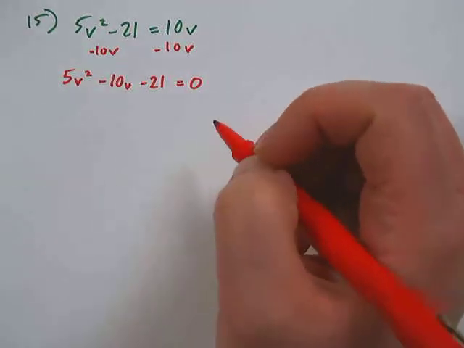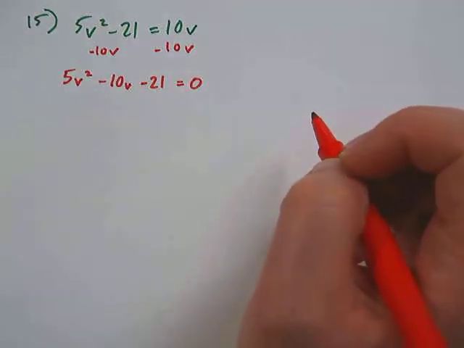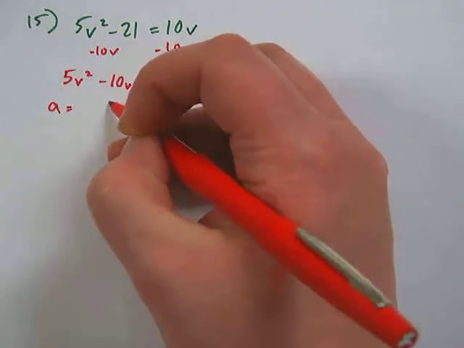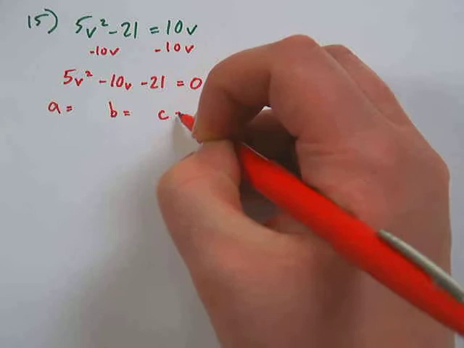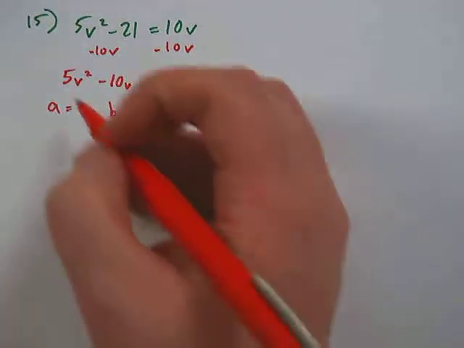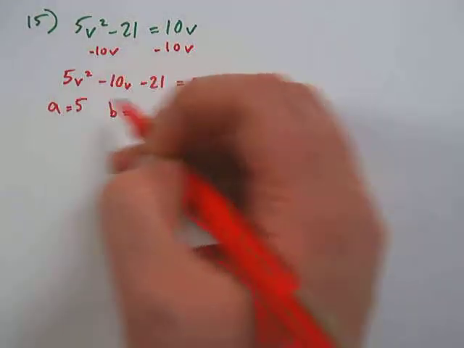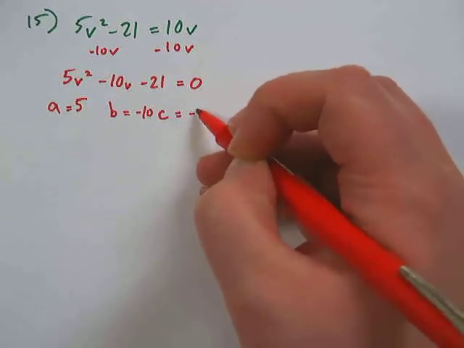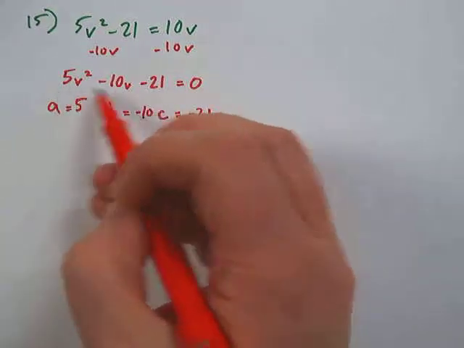Okay, so from here, we need to use the quadratic formula. So we have to figure out what A, B, and C are. So for this one, A is going to be 5, B is going to be negative 10, and C is going to be negative 21. This comes from our three coefficients here.